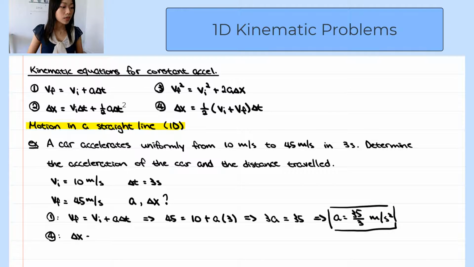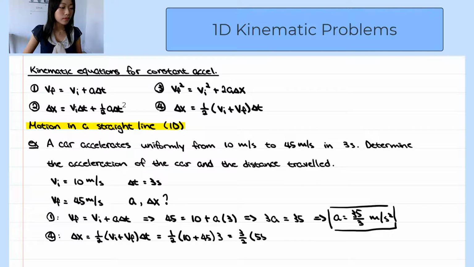Delta x equals half times initial velocity plus final velocity times delta t. We substitute the knowns. Half times initial velocity, 10, plus the final velocity, which is 45, times delta t, which is 3, which is 3 over 2 times 10 plus 45, that is 55. So the distance traveled is 82.5 meters.